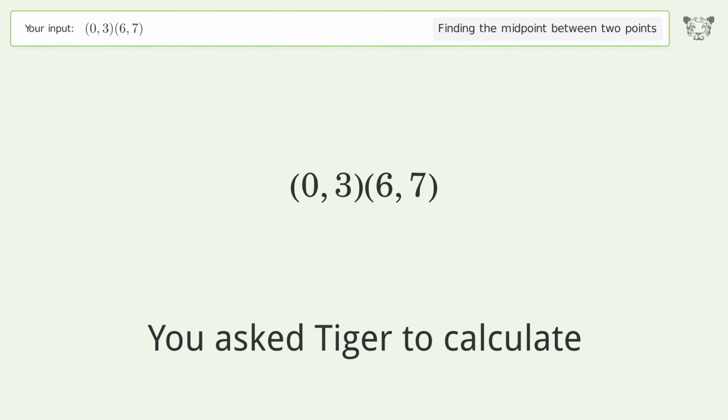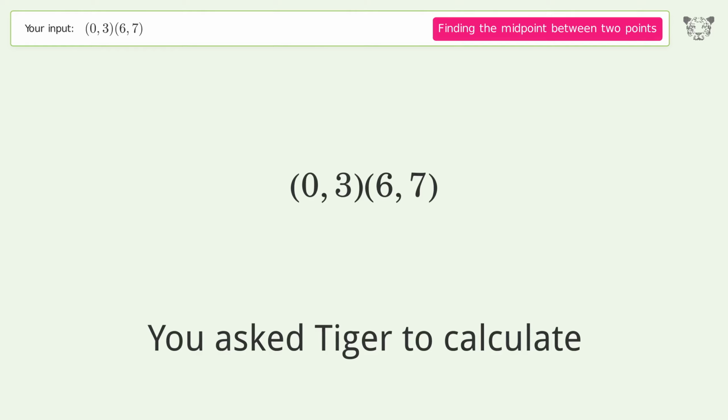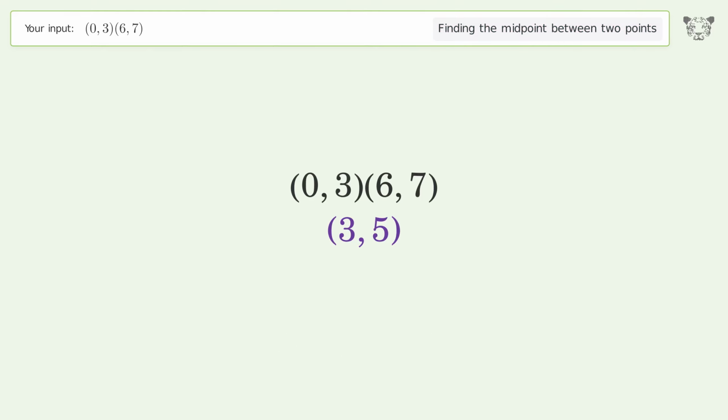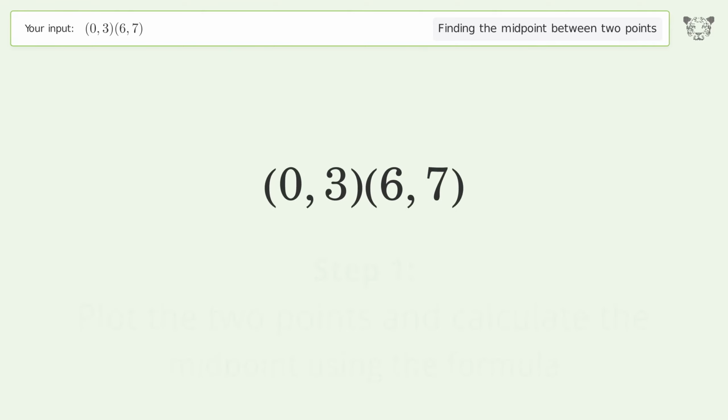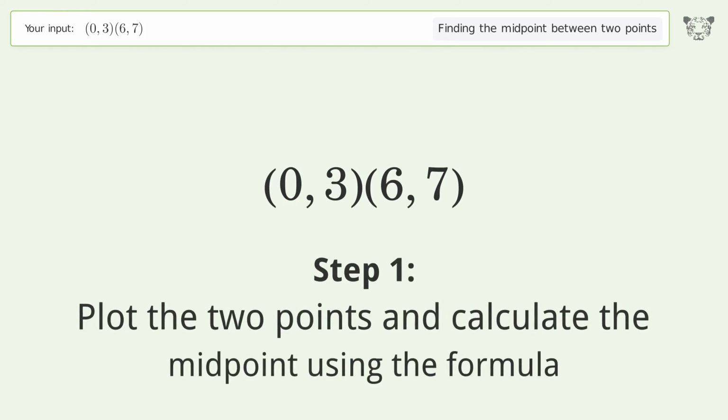You ask Tiger to calculate. This deals with finding the midpoint between 2 points. The midpoint between the 2 points is 3, 5. Let's solve it step by step. Plot the 2 points and calculate the midpoint using the formula.